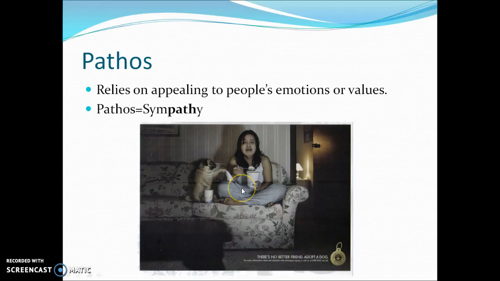And finally we have pathos, which relies on appealing to people's wants, emotions, or values. And the way to remember that, this one is a bit trickier than the other 2. Pathos is sympathy, the PATH in sympathy. And so you want to think, like, they should always try to appeal to someone's emotions, or wants.